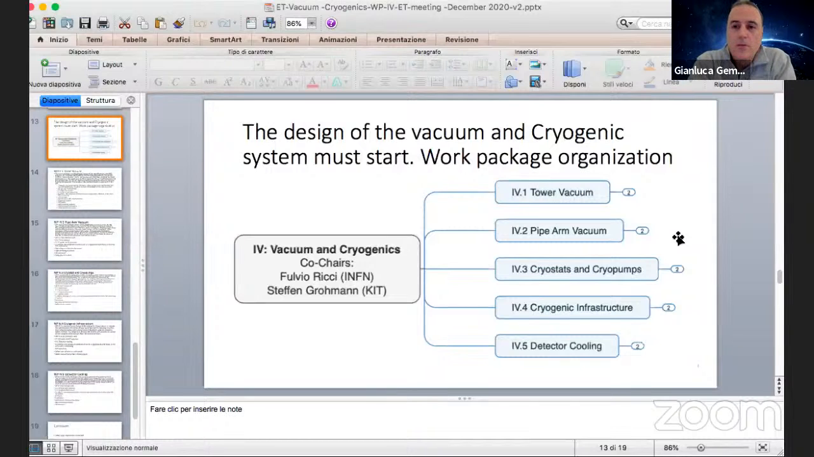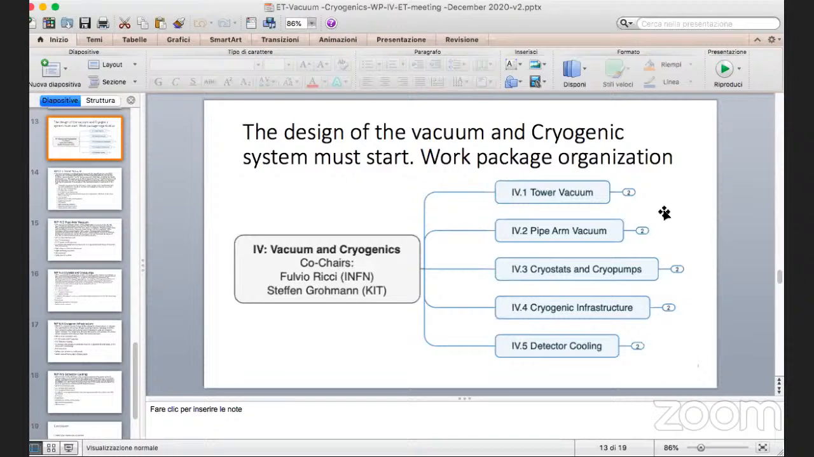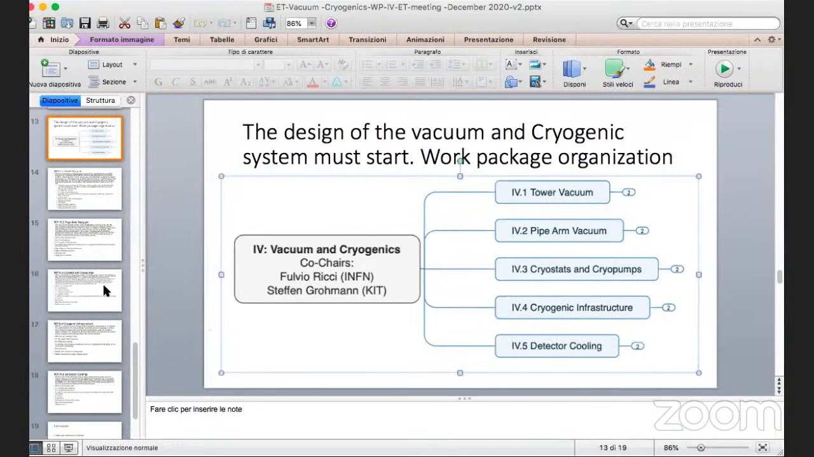Any more questions for Fulvio? Michal. I have a question about what is the interaction between cryogenics and vacuum. What are the requirements on the vacuum so that there is, for instance, no frosting at the mirrors, as KAGRA had an issue with that at the beginning?